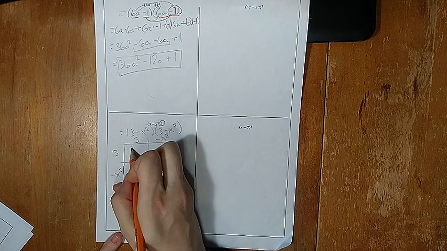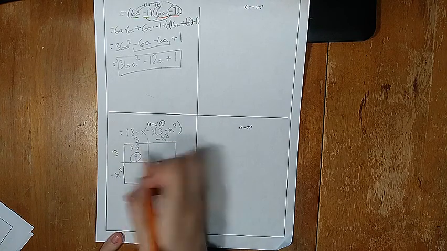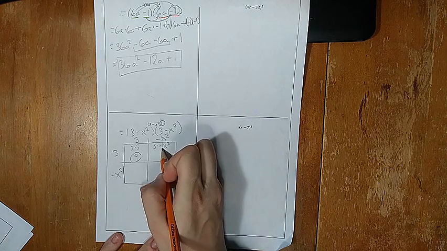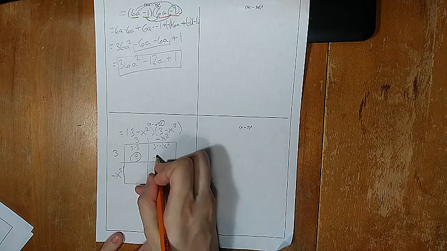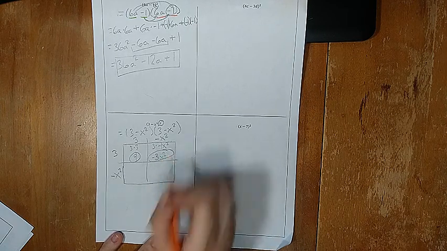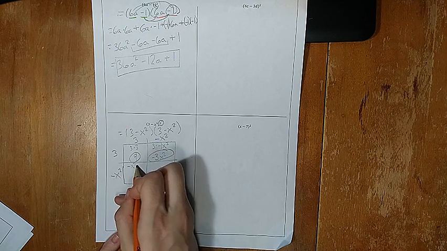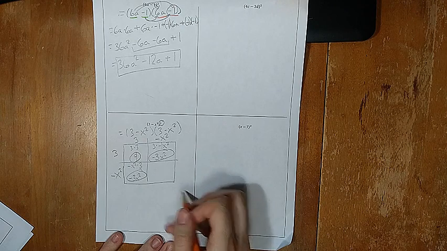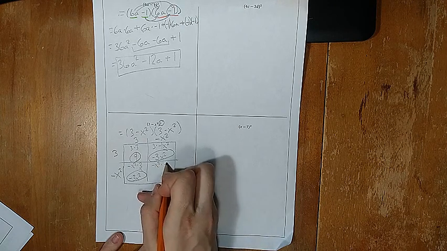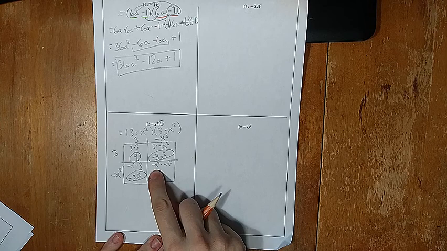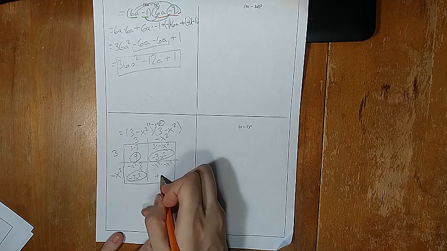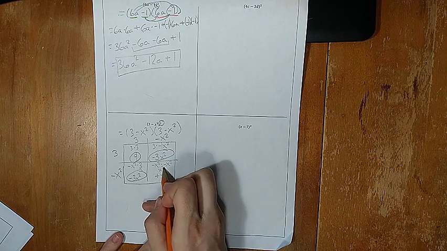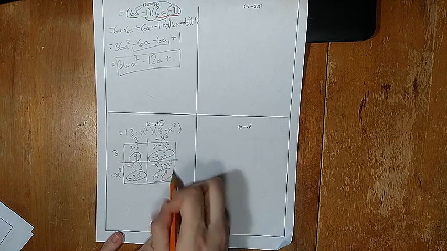In my top left box, I have 3 times 3, which is 9. Then I have 3 times negative x squared, or negative 1 x squared. So this gets me a negative 3x squared. Then we have negative x squared times 3, which is a negative 3x squared. Then we have negative x squared times negative x squared. Be careful, negative times negative is a positive. x squared times x squared, so we should have 2 plus 2, which is x to the 4th.